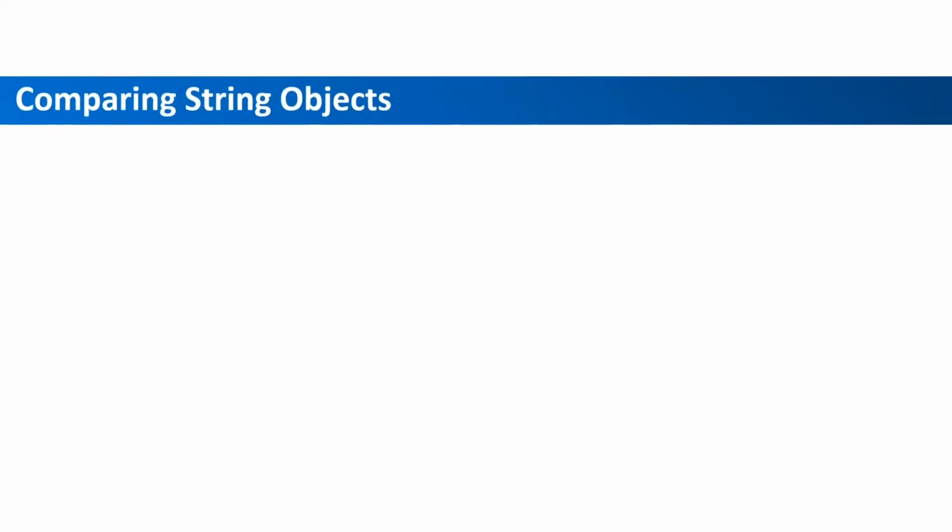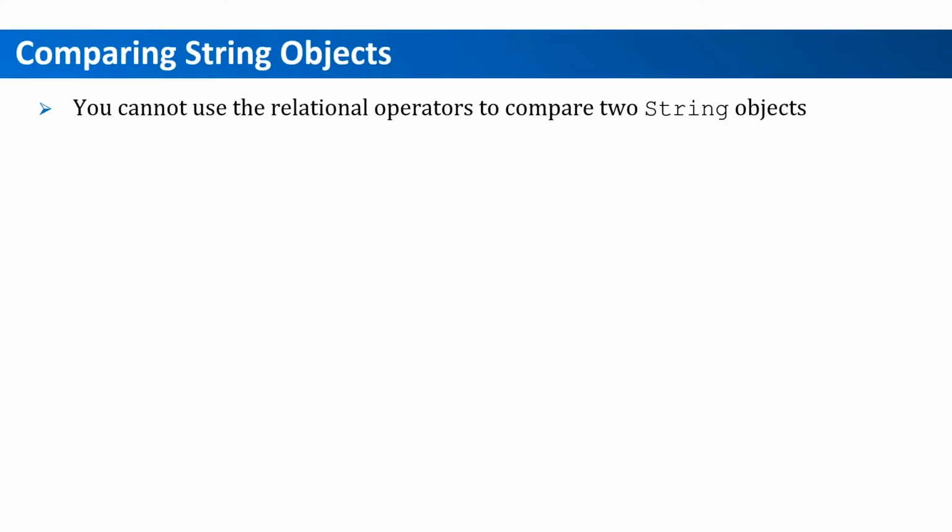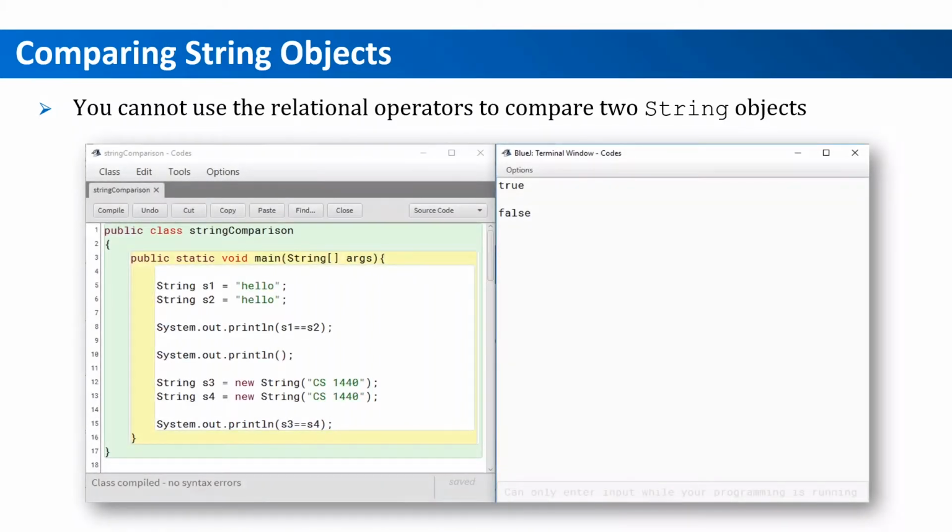In this video, we will discuss how to compare strings in Java. Since strings are objects, we can't use the simple relational operators such as is equal to compare two strings. To understand why, let's take an example.